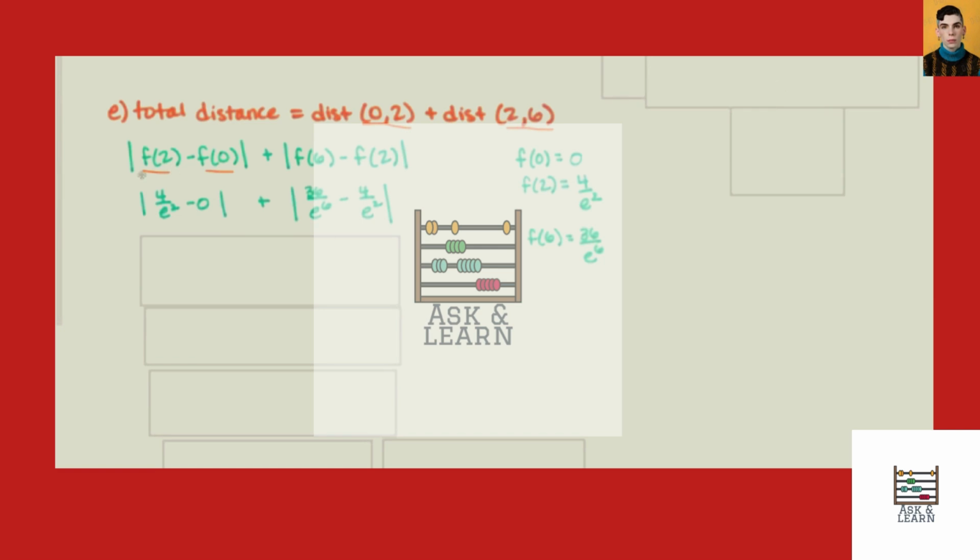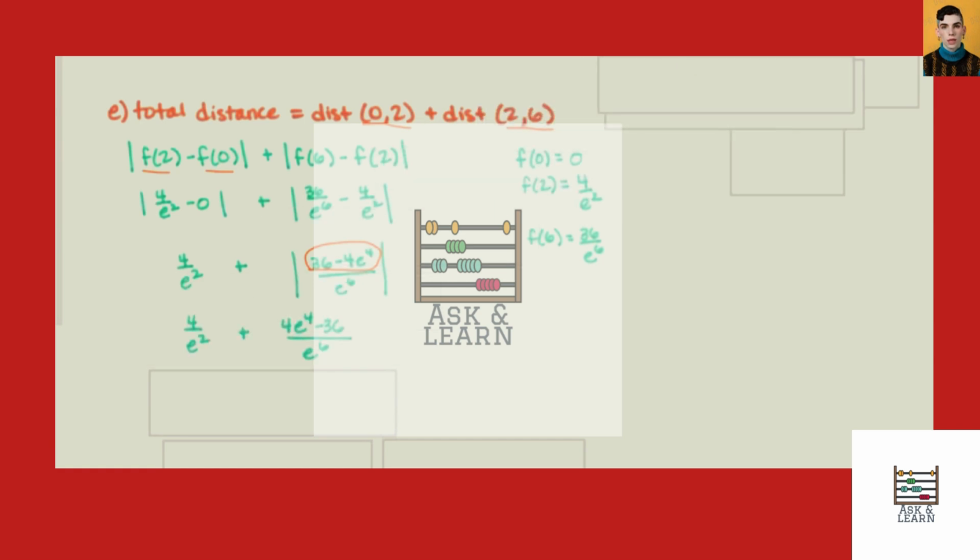And for the first distance, we get the absolute value of 4 over e squared minus 0. And for the second distance, we get the absolute value of 36 over e to the 6th minus 4 over e squared. We're going to simplify those. And when we take the absolute value, what you're going to notice about the second one is its numerator is negative. And so in order to get the absolute value, you have to take the opposite of that. That's why it looks like all I did was rearrange my numerator.